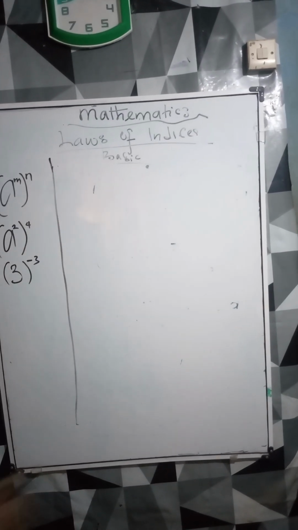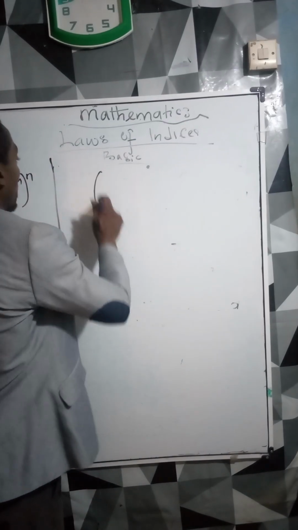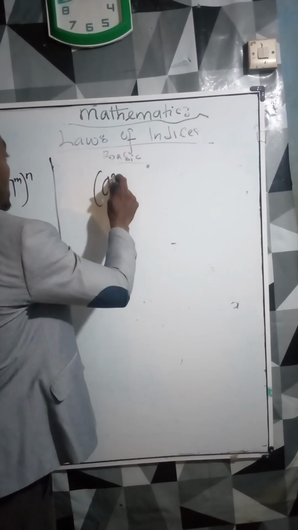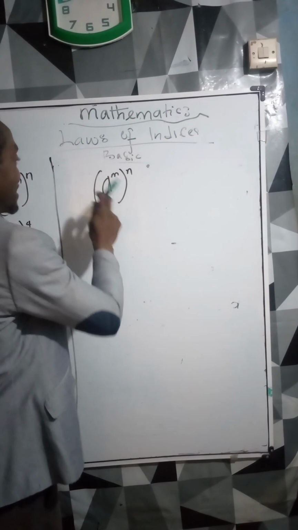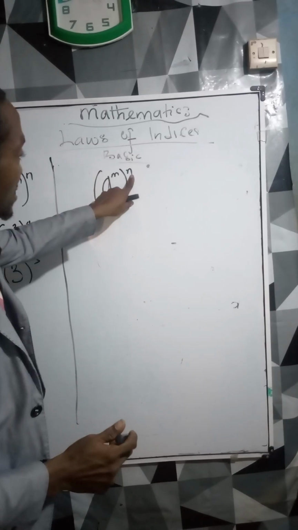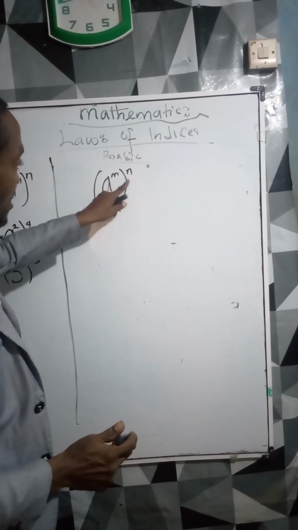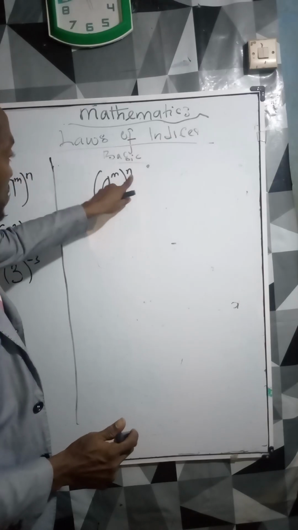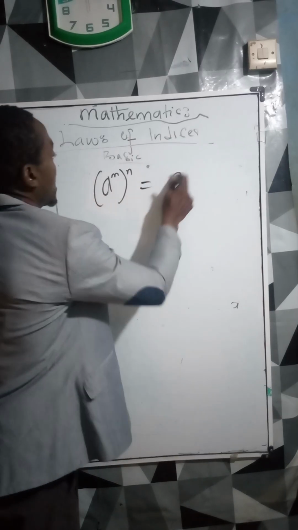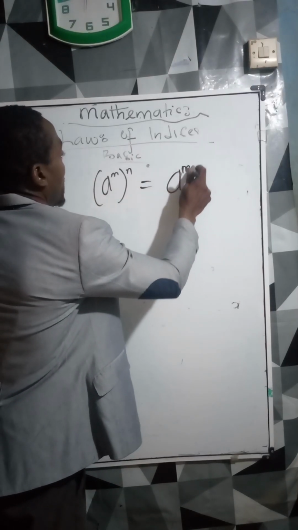So suppose you are given this kind of question, a raised to power m, all raised to power n. This is like a formula. You are using the power outside to multiply the power inside. This is another law, the third law. You are using the power outside to multiply the power inside, so it will give you a raised to power mn.